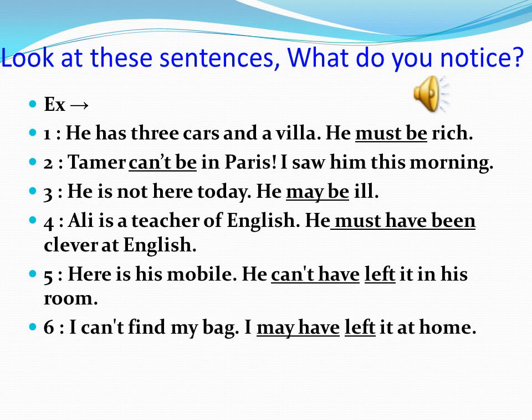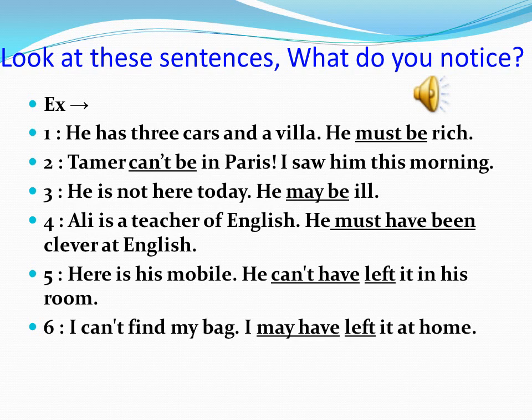Look at these examples. What do you notice? Example 1. He has 3 cars and a villa. He must be rich. Number 2. Tamer can't be in Paris. I saw him this morning.